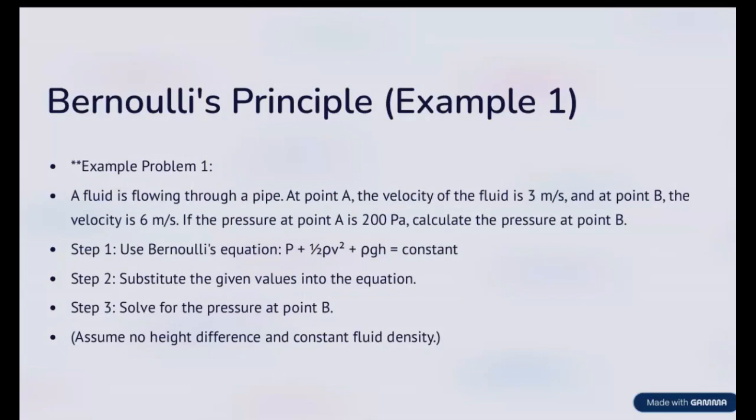Because now we have point A, and they gave us parameters for point A. We have point B, and we also have parameters for point B. So meaning this equation, we will take this equation being equal to the same equation, but now the first case will be for point A, the second case will be for point B.